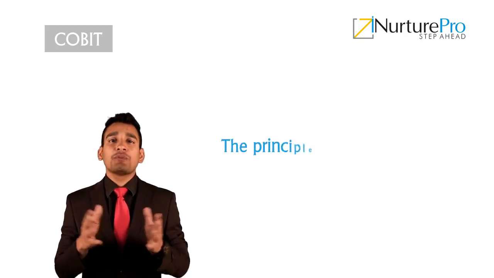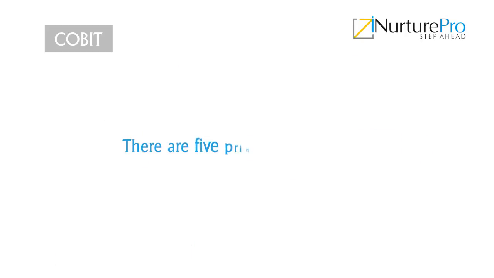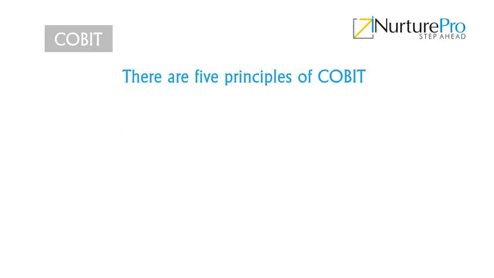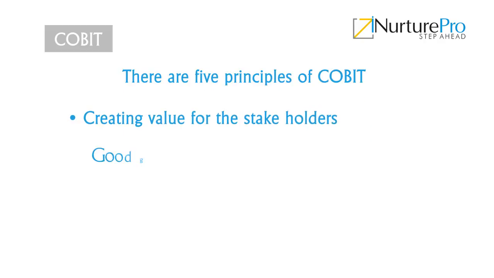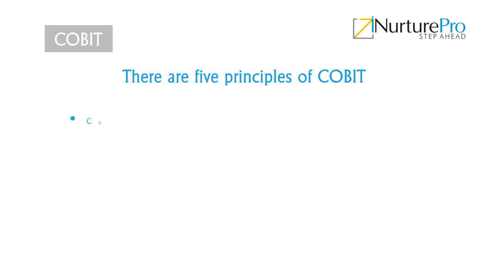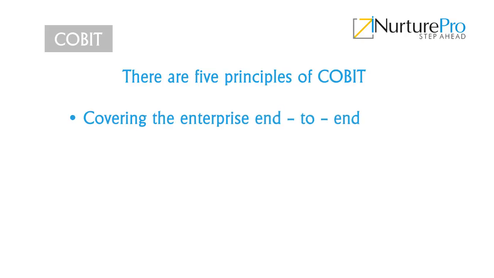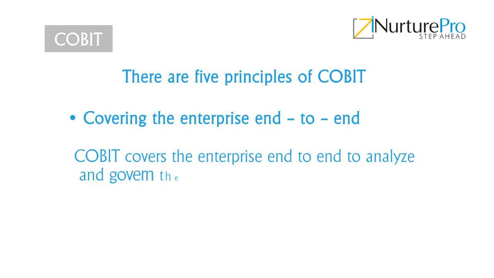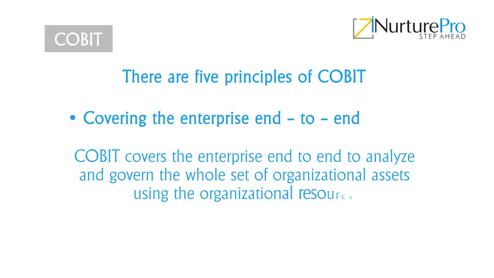Let's have a look at the principles of COBIT. There are 5 principles of COBIT. First, meeting stakeholder needs: creating value for the stakeholders by good governance and management practices for IT, using the goals cascade methodology. Second, covering the enterprise end-to-end: COBIT covers the enterprise end-to-end and governs the whole set of organization assets using the organizational resources.